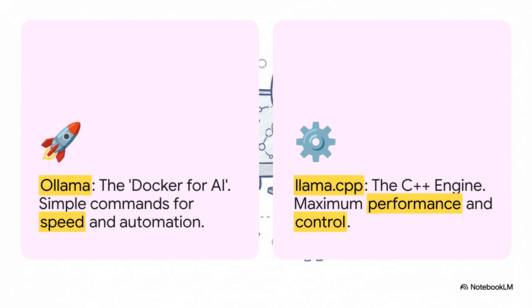First, you have Ollama. The best way to think about it is like Docker for AI. It just hides all the complexity and lets you download and run a model with one simple command, like ollama run llama3. It's all about speed and automation. But then, on the other side, you've got llama.cpp. This is the raw C++ engine that puts performance above everything else.